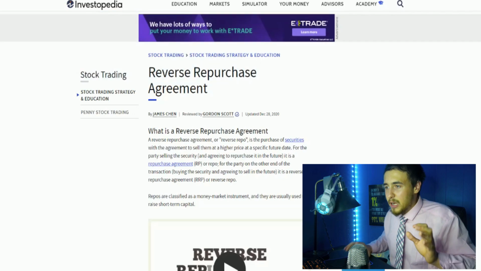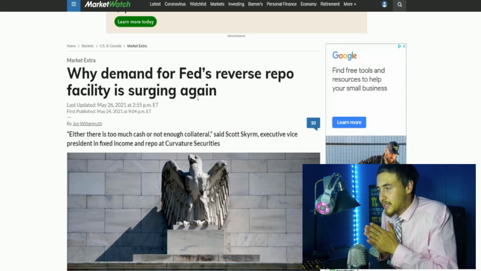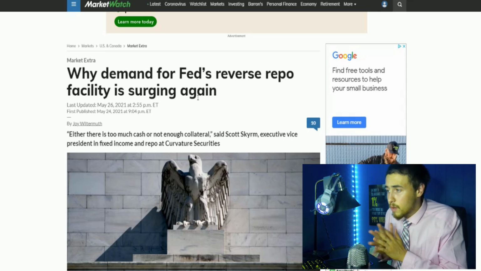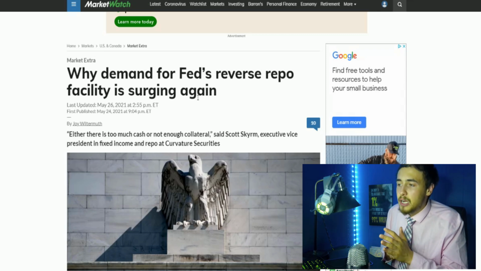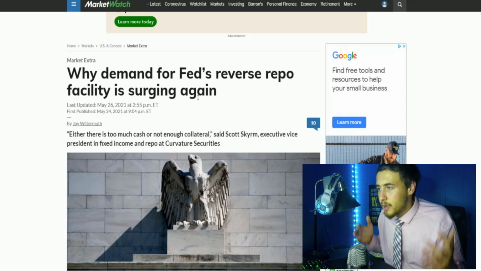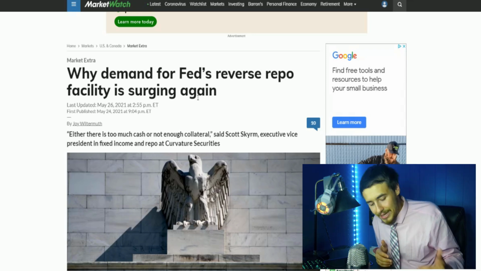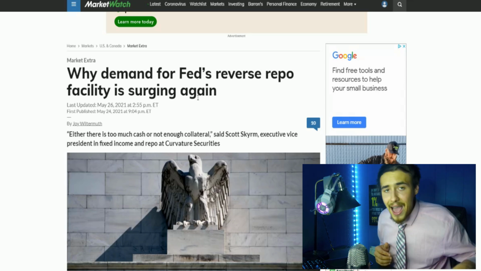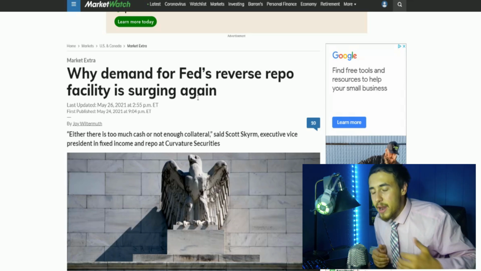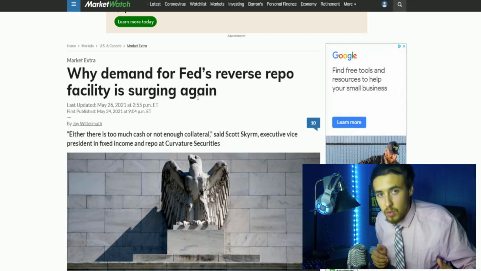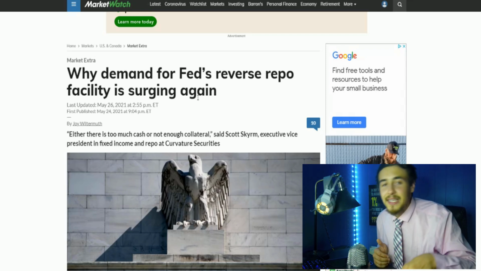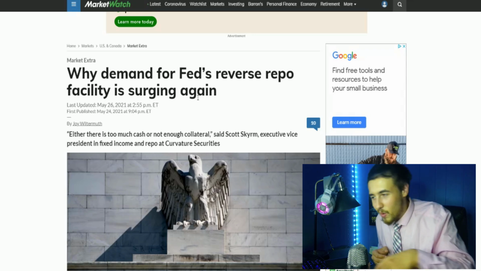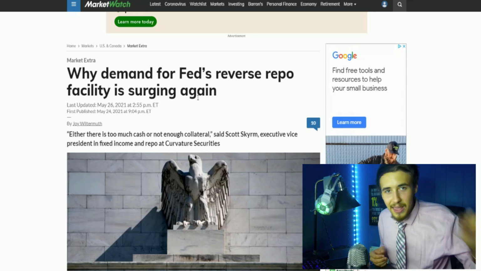Now, take for example what Scott Skyron said, Executive Vice President, Fixed Income and Repo at Curvature Securities. He said either there's too much cash or not enough collateral. So that is the key here, guys. These treasury bonds are seen as collateral. So is cash to a certain extent, but it's better to have collateral as treasury bonds, because that is seen as a no-risk investment, right? The odds of the government shutting down and going bankrupt are very, very low, if at all.